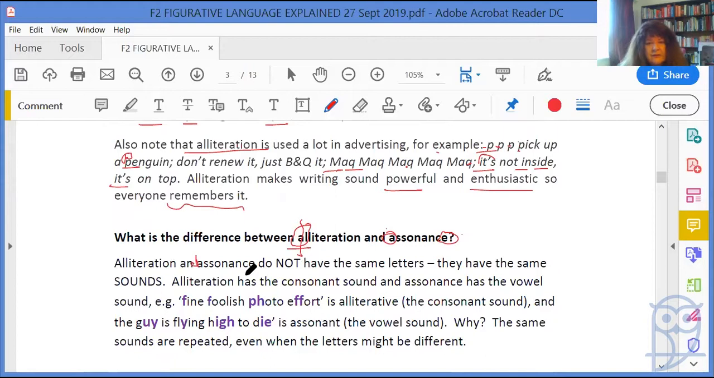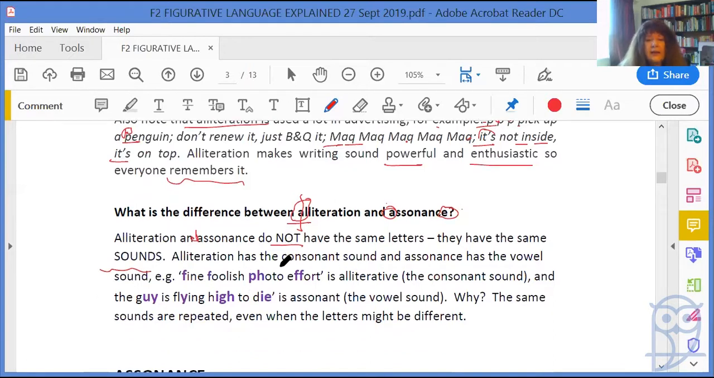Alliteration and assonance do not have the same letters, they have the same sounds. Alliteration has the consonant sound, assonance has the vowel sound. Let's look at the examples. We're looking at an F sound. Fine, foolish, photo, effort. All got the same sound, but they have different spelling. It doesn't matter about the spelling. You have to know what it sounds like.